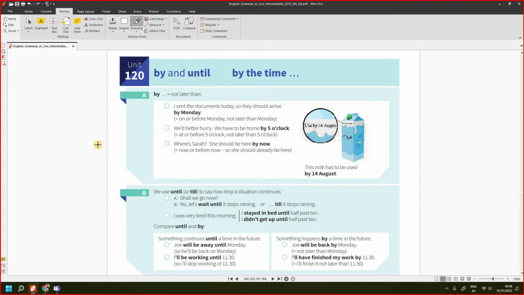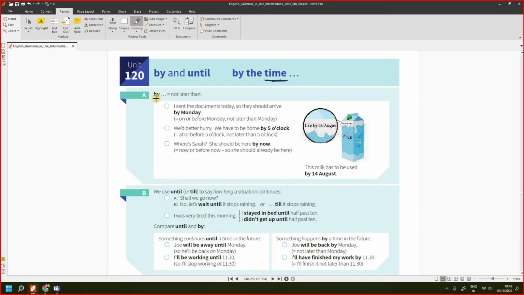So now we are going to see how to use by and until, based on time. I told you we have three types: time, place, and direction. Particularly with time, we have to know how to use it. In that case, you'll have to understand how to use by first. By means not later than.